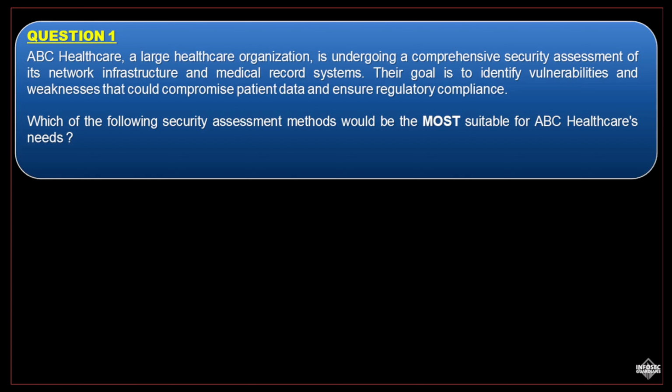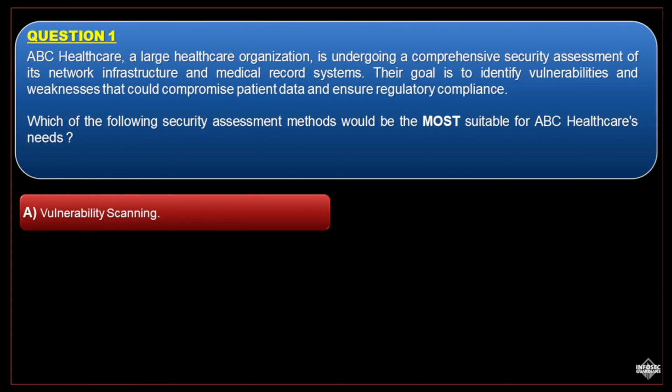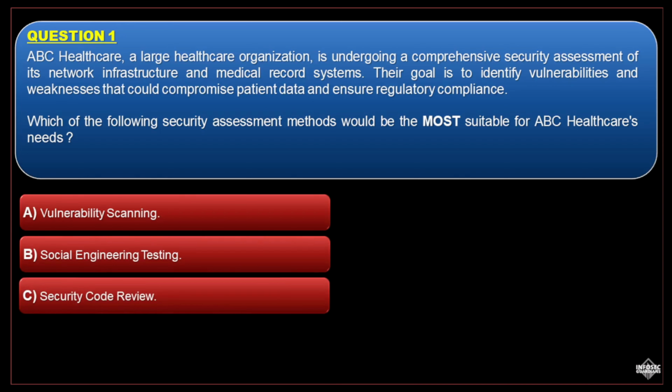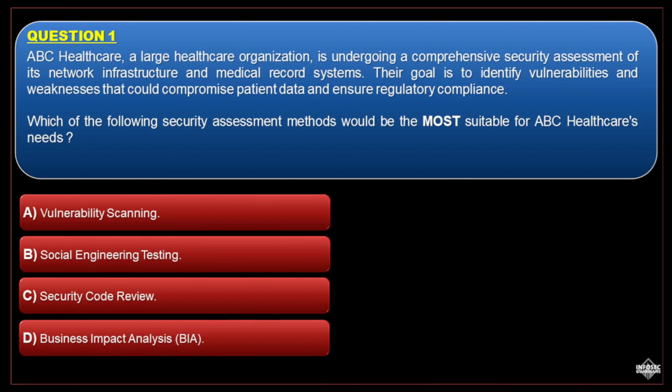The options are: Option A, vulnerability scanning. Option B, social engineering testing. Option C, security code review. Option D, business impact analysis, BIA.